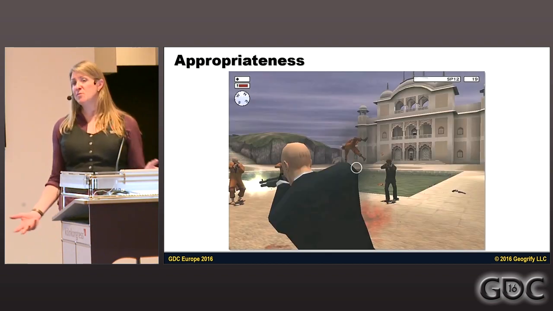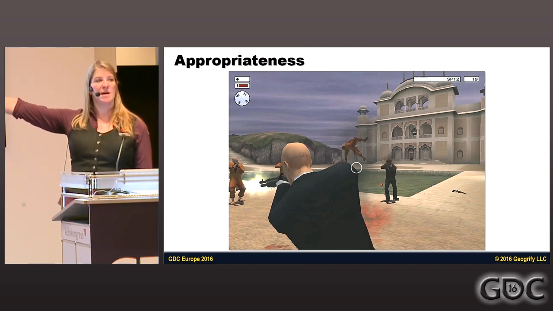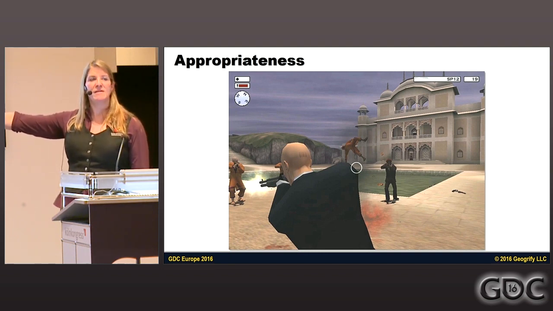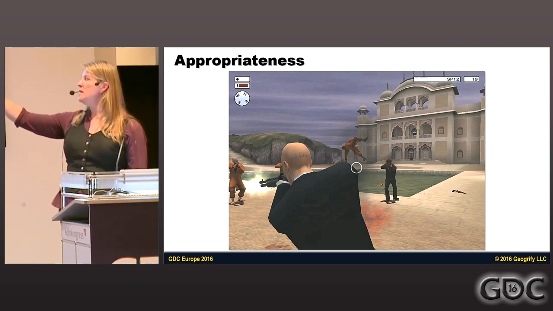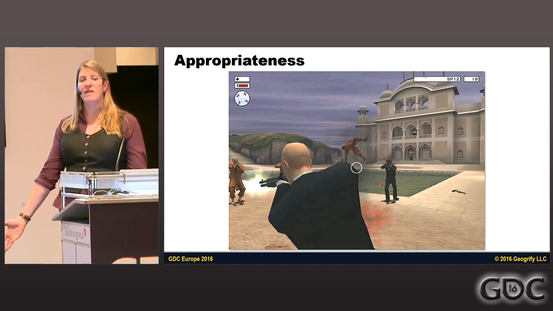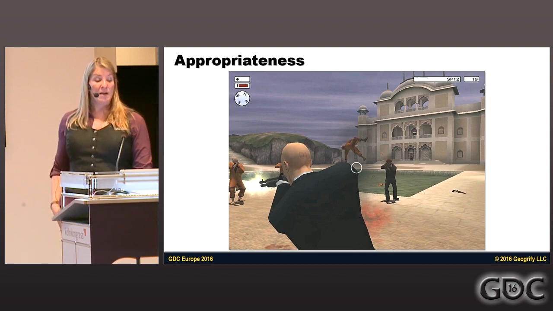Or appropriateness. This is pretty straightforward. Killing Sikhs inside the Golden Temple in Amritsar, which is the most sacred site to the Sikh faith. That's pretty controversial. That's like gunning down Catholics in St. Peter's in Rome or gunning down Muslims in Mecca. You just don't do it. That's a sacred site. And so that's probably not going to be appropriate.